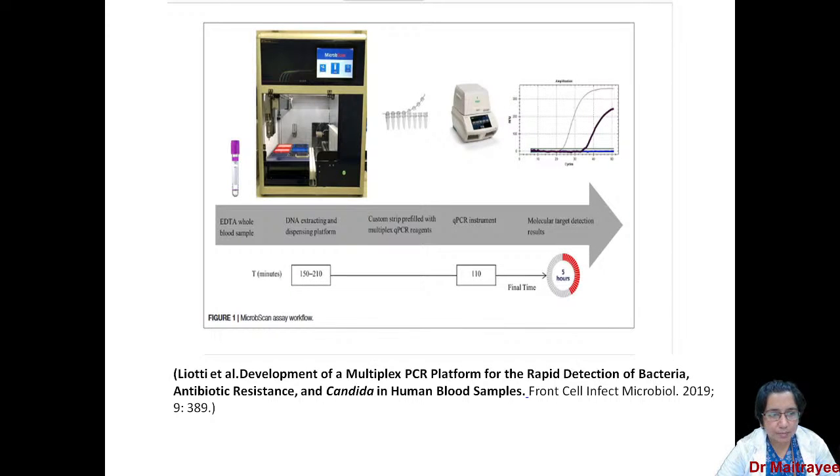This is an example of how a whole blood sample can be processed: DNA extraction is done and multiplex qPCR is conducted, and within 5 hours one can get data with regard to antibiotic resistance and thus start the drug dosage accordingly.